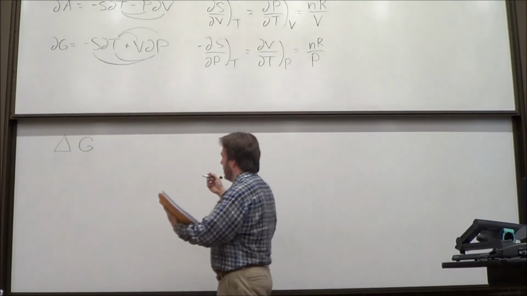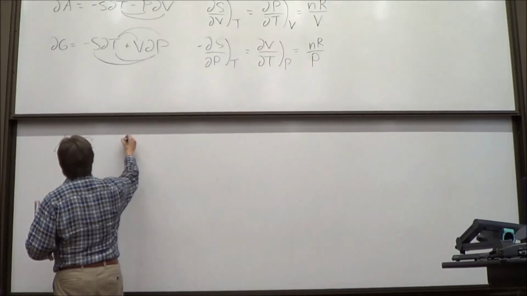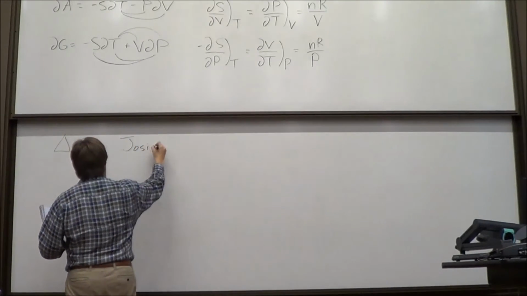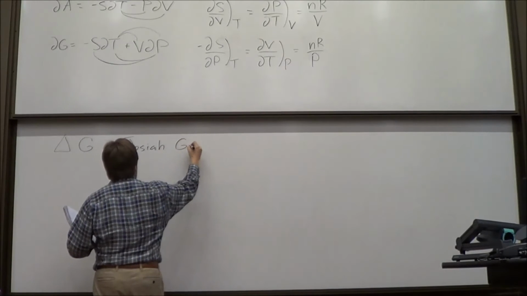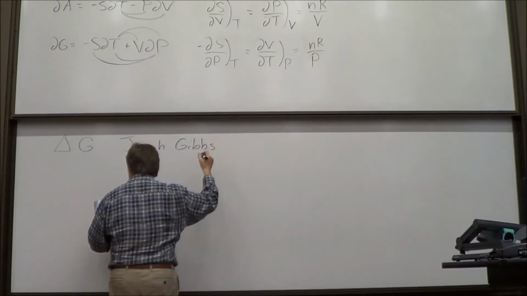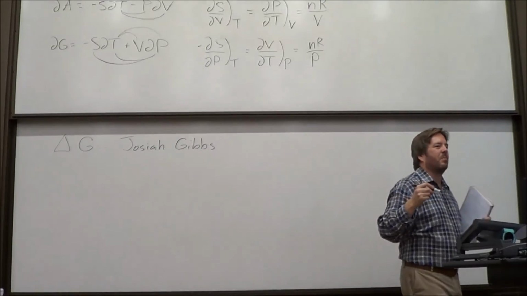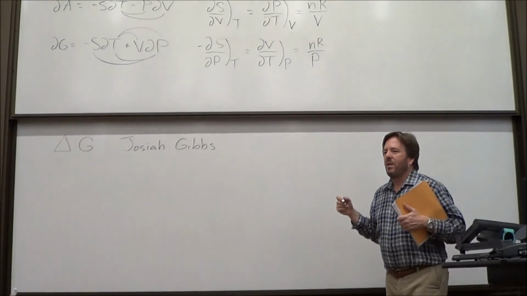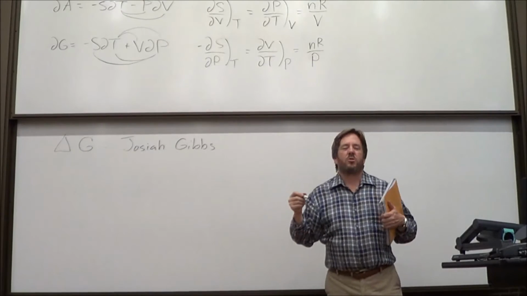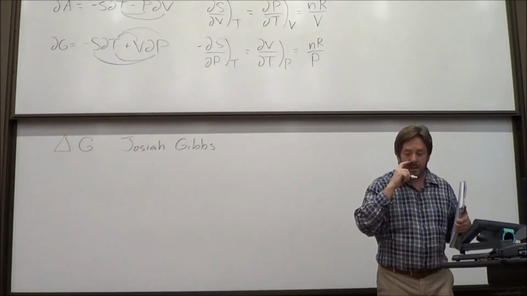And of course, that G is Josiah Gibbs. That's who it was named after, who was a turn of the century type of guy, lived in Princeton. I read all about him on Wikipedia, and I swear to God, I almost fell asleep.